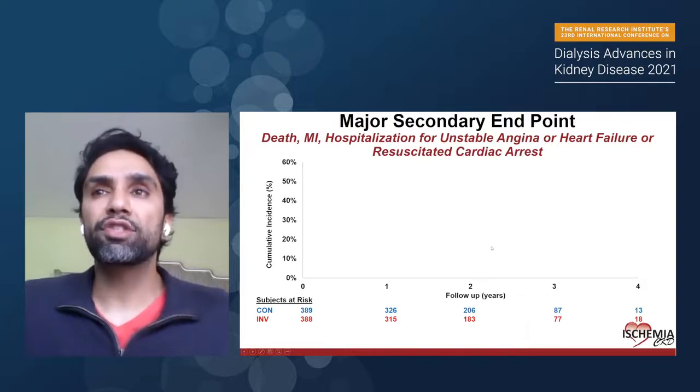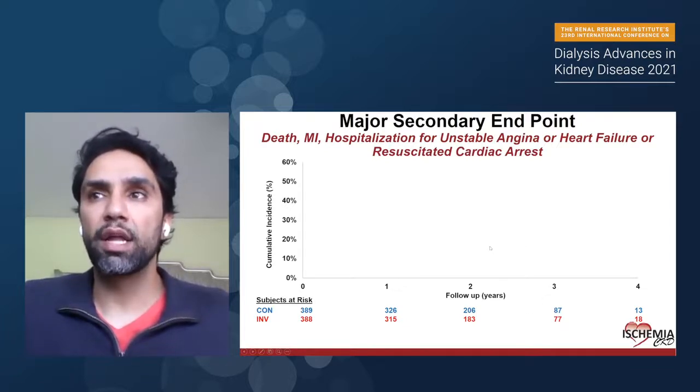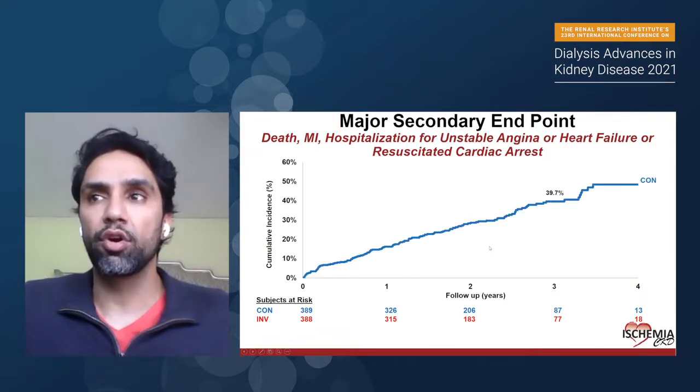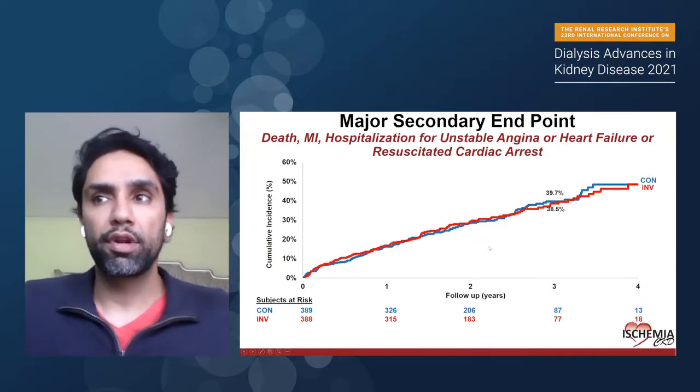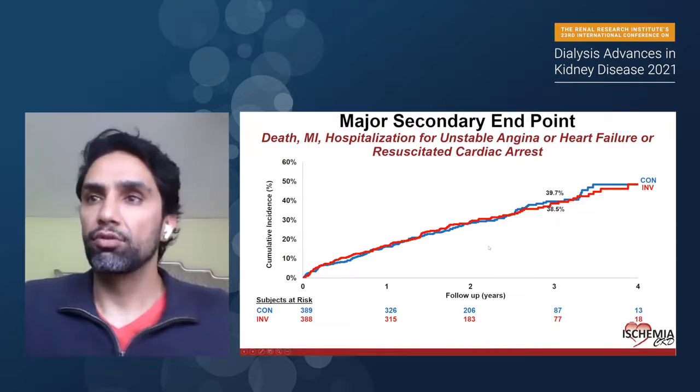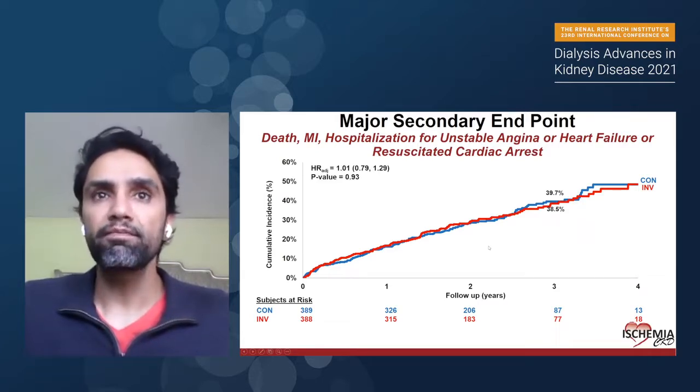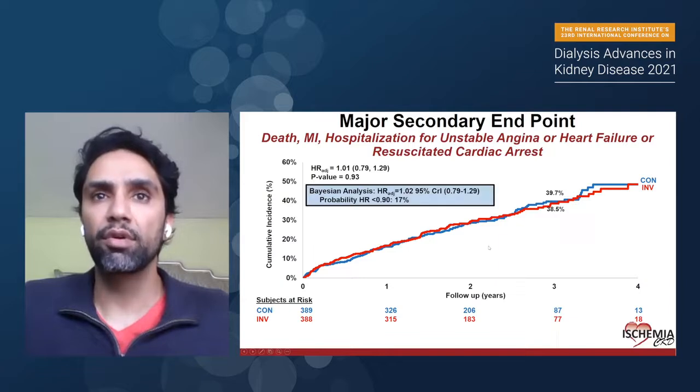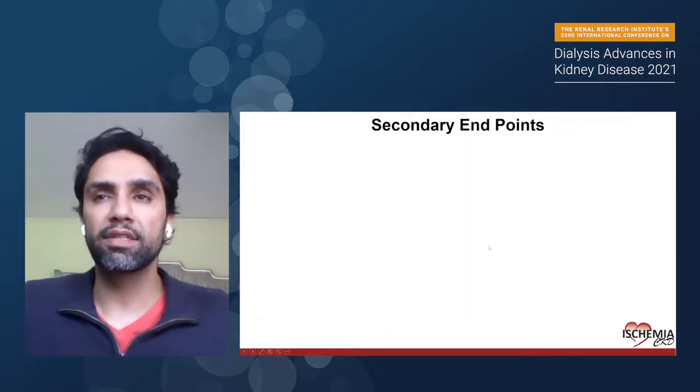What about the major secondary endpoint, which included death, MI, hospitalization for unstable angina, or heart failure, or resuscitated cardiac arrest? 39.7 in the conservative group, 38.5 in the invasive group. So it looks like at the moment, conservative and invasive are pretty much the same. Same non-significant hazard value, non-significant by a Bayesian analysis.